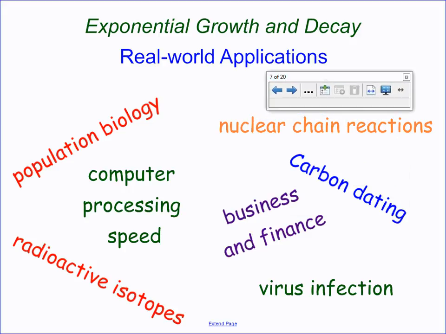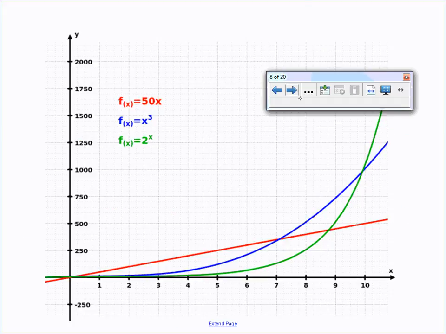So our exponential growth and decay, we've seen this in the context of population, biology, nuclear chain reactions, computer processing speed, radioactive isotopes. Yes, carbon dating. How old is old? Business and finance with our APERT virus infection.